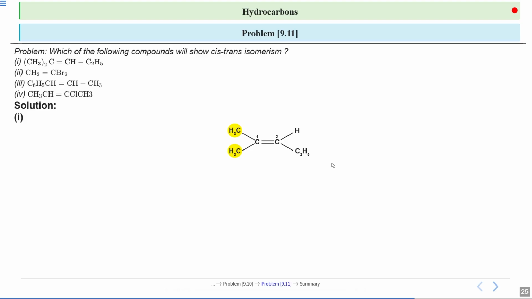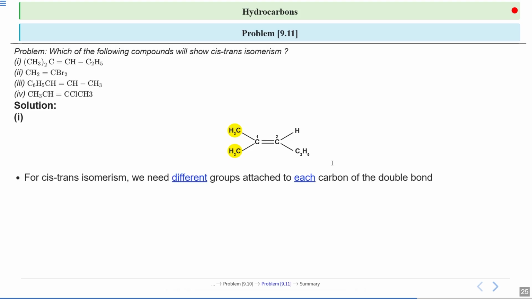Now, we see the structure of the first compound, which is (CH3)2C=CHC2H5. This visual representation helps us determine if the compound can exhibit cis-trans isomers or not. Looking at the groups attached to the double bonded carbons. For a compound to show cis-trans isomerism, it must have different groups attached to each carbon of the double bond.